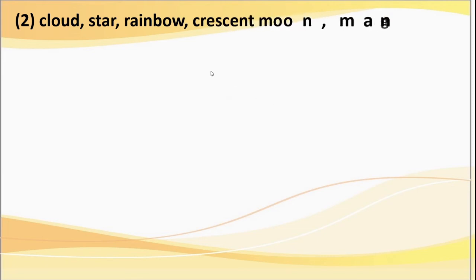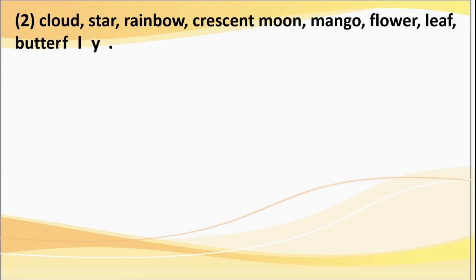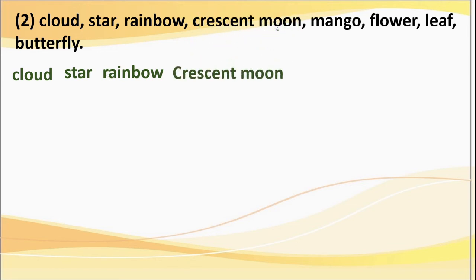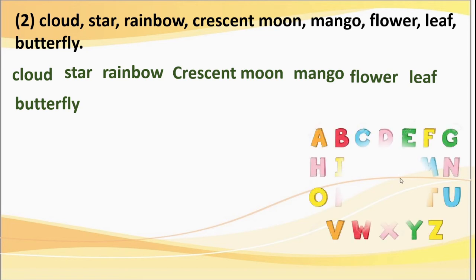Now see here. Some more words are there. Again, same procedure we will follow. First one is cloud. Second, this is star. Rainbow. Please observe the starting or the beginning letter. Okay. Crescent moon. This is a single word. Then mango, M. Flower, F. Leaf, L. And butterfly, B. Okay, I will write here alphabets again. It will become easy for us.